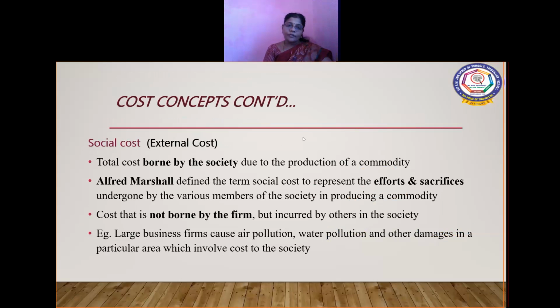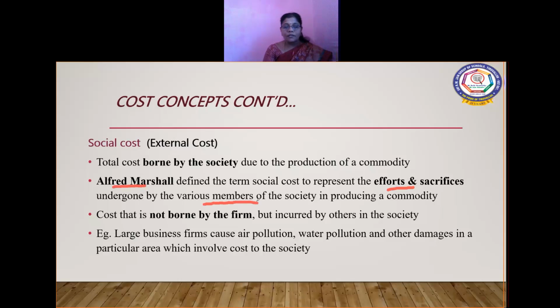Next we are going to discuss social cost. Social cost refers to the total cost borne by the society due to the production of a commodity. Alfred Marshall defined the term social cost to represent the efforts or sacrifices undergone by the various members of the society in producing a commodity.